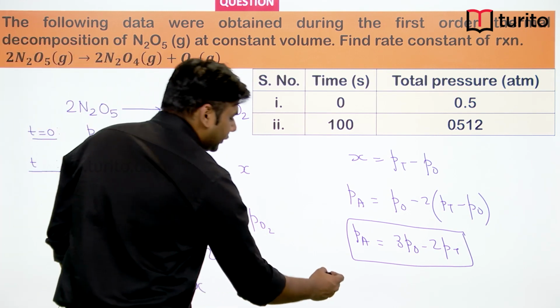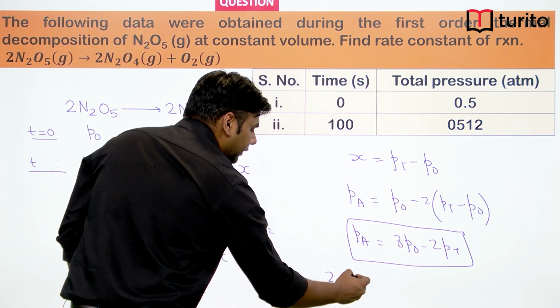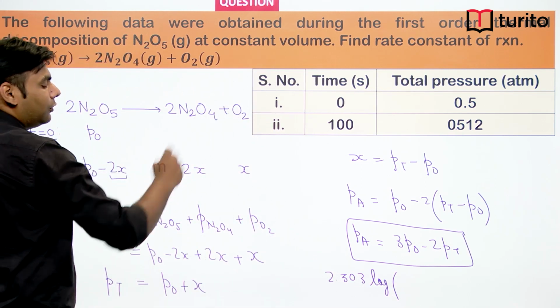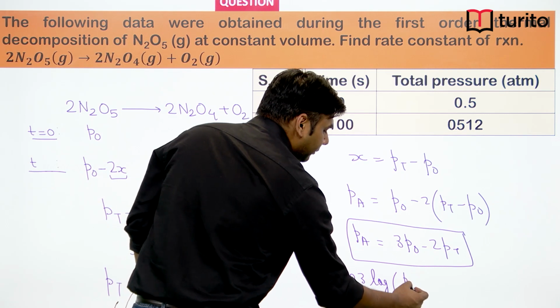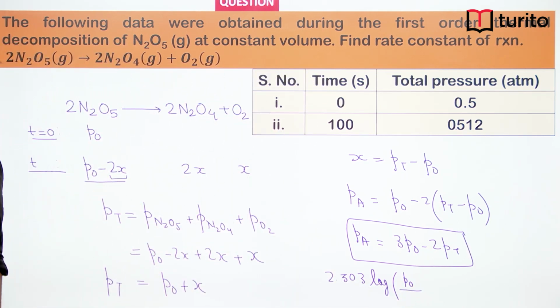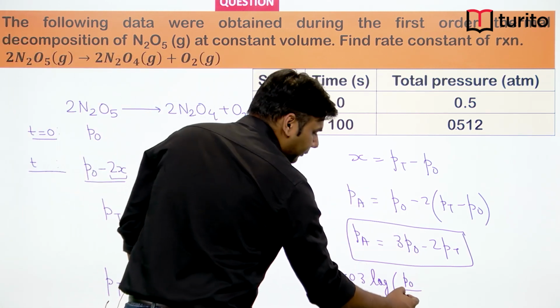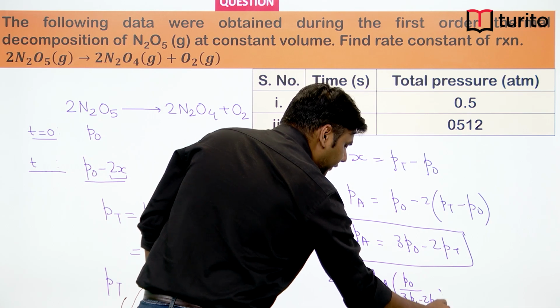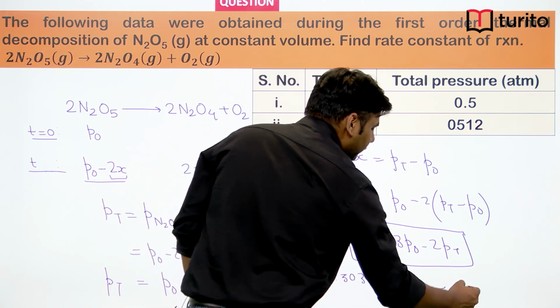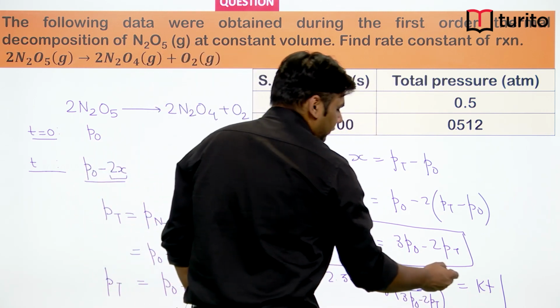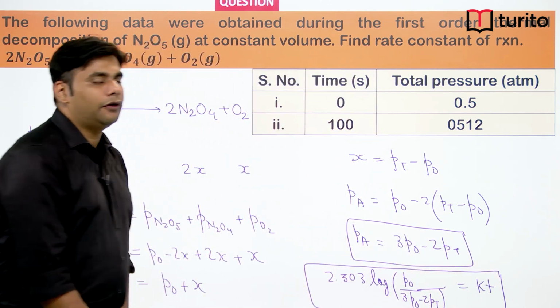So the expression would be 2.303 into log base 10. A naught would correspond to P naught, so this is basically P naught, and A t would correspond to the pressure of A at time t, that is 3 P naught minus 2 PT. Okay, this should be equal to K into t. So basically in this question, you just have to derive this formula.